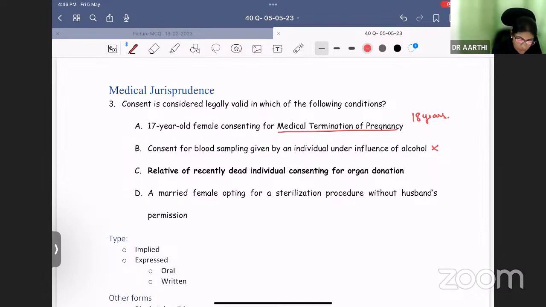Okay, a married female opting for sterilization without her husband's consent. See, sterilization is considered a permanent process. Though now they are reversing everything, it is still considered a permanent process. So sterilization without the husband's consent is considered unethical, actually, as per the NCI, because in 2002 they gave it. The NCI guidelines gave it in 2002, and we still have it. Though NMC has come, they have still kept the same rules.